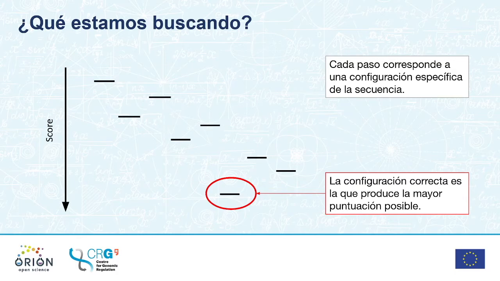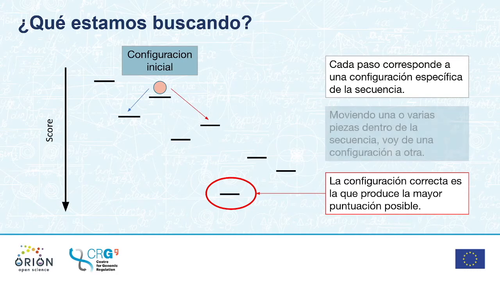Therefore, if we imagine that we are moving in a space like the one represented in this slide, in which each step corresponds to a possible configuration of the sequence, we can represent the player's action as a ball, jumping from one step to another, starting from an initial configuration. The jump will be determined by the movement of one or more fragments within the game, and the aim will be to reach lower and lower steps, corresponding to configurations with higher and higher scores.